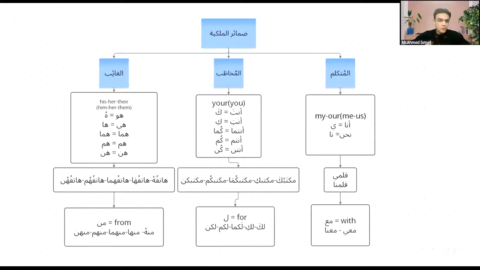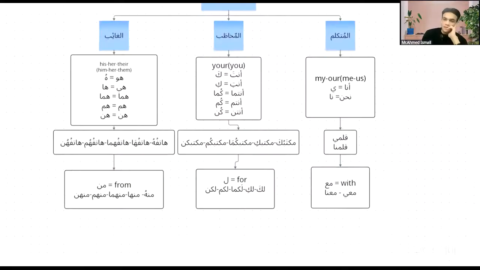And like I promised you last time, inshallah, we'll start first with the ضمائر, or الضمائر. الضمائر in Arabic means the pronouns. So today, inshallah, we are going to learn about all of the pronouns in Arabic.